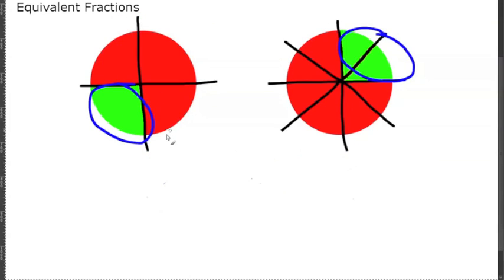So in this one, we're looking at 1, which is the shaded green, out of 4 pieces. And on this one, we're only looking at 2 out of 8 pieces. So 1/4 is equal to 2/8. And we can see to get from 1 to 2, you'd multiply by 2, and 4 times 2 is 8. So 1/4 is equal to 2/8.